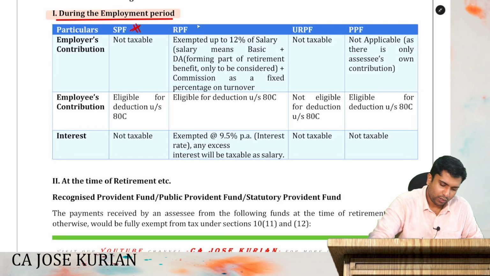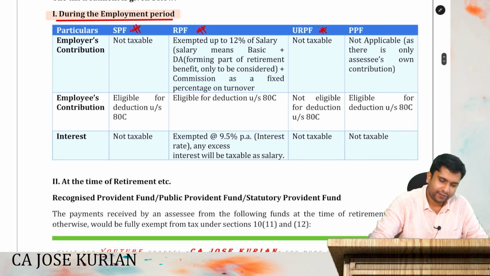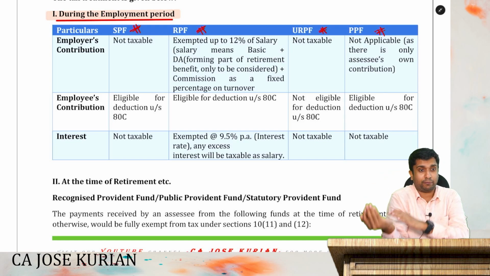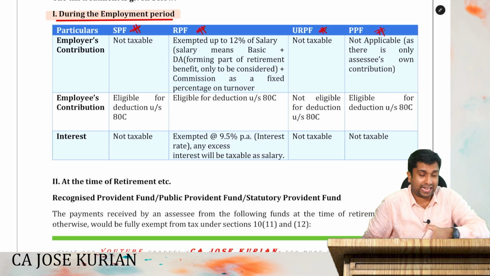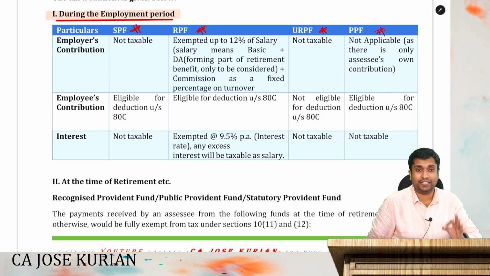Statutory Provident Fund. What is RPF? Recognized Provident Fund. What is URPF? Unrecognized Provident Fund. What is PPF? Public Provident Fund. So each fund's contribution, each fund's impact, that's what we are about to discuss in a table-wise manner. First, I want all of you to listen on this theory very well.